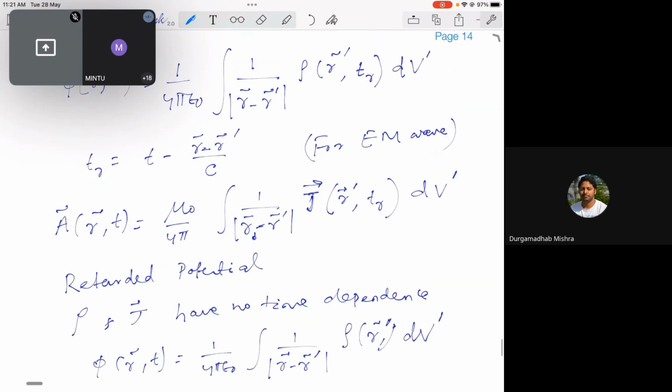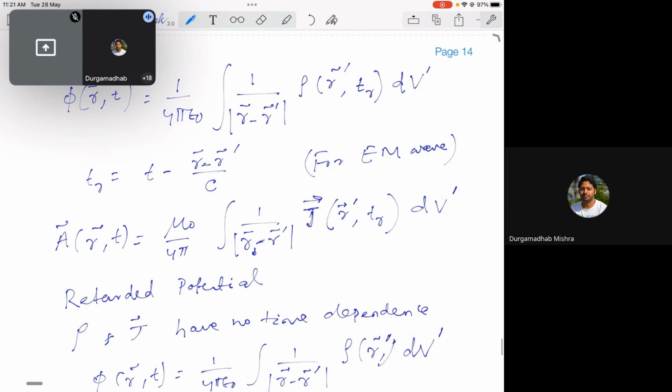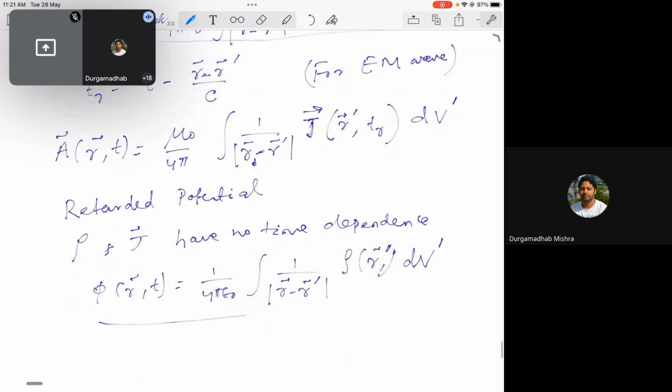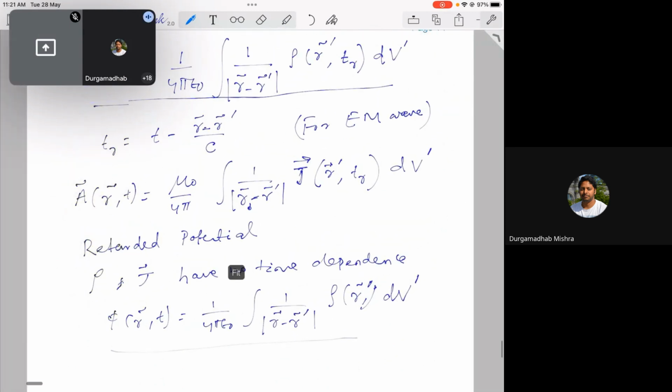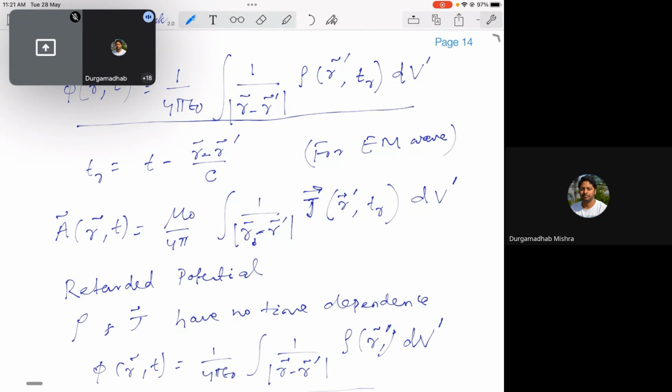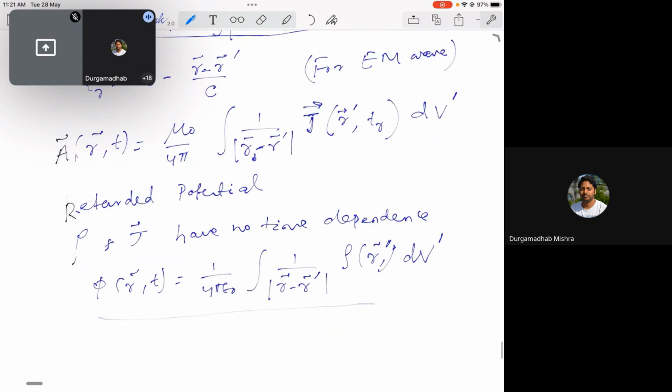When you compare these two equations, they look exactly similar in terms of expression. The only difference is that in the bracket you have t_r dependence. But this is important, because it brings a very new insight into what the nature of the electric and magnetic field will be at a point, although mathematically they look pretty similar.